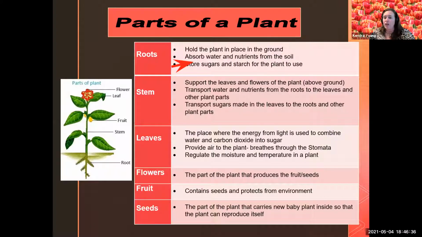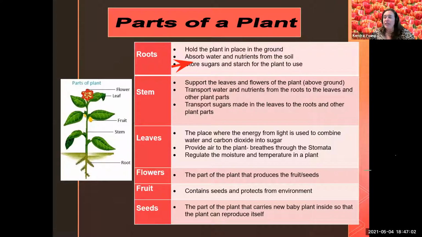Does anyone know the name of the process that plants go through to be able to make its own sugar? Does anybody know what that's called? We're going to go over that in a second. Anybody know what was that? Photosynthesis. That's right, photosynthesis. And the leaves, they also provide air.